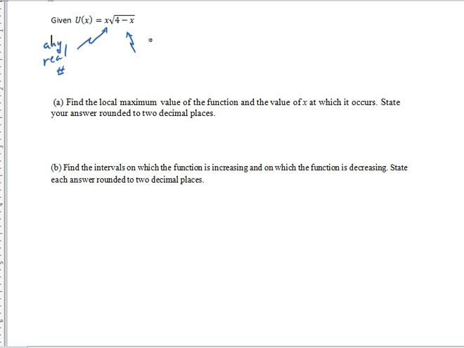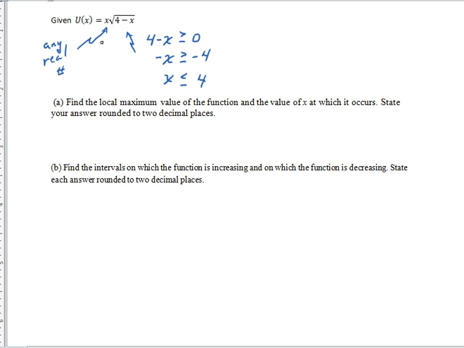we have a restriction. 4 minus x must be greater than or equal to 0. If I subtract 4 from both sides, I get the opposite of x is greater than or equal to negative 4. And if I divide both sides by negative 1, I will get x is less than or equal to positive 4. Remember that when you multiply or divide by a negative number, you have to change the direction of the inequality.